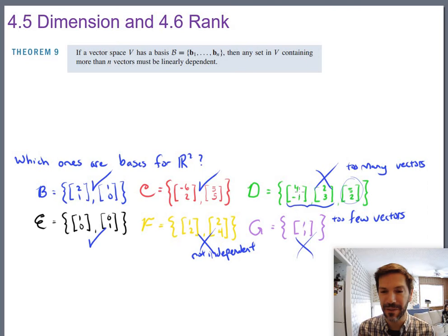So we could do that to D, make it a 2 by 3 matrix and row reduce, and you'd see pivot columns in column 1 and column 2. That would tell you those are the linearly independent ones, and the third one's dependent.